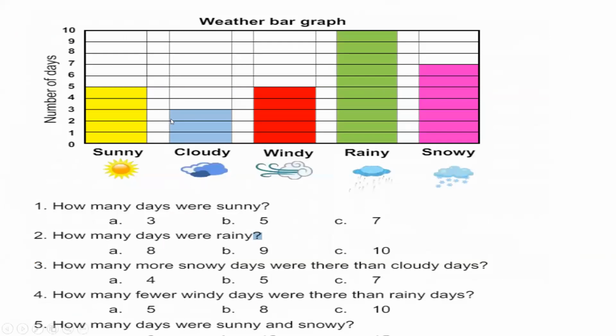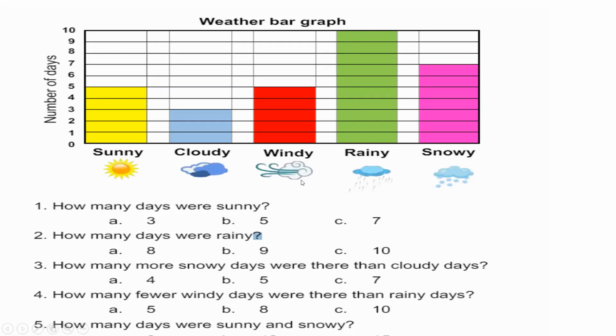So the first question says, how many days were sunny based on the bar graph? 5. Okay, good, very good. 5 were sunny. And how many days were rainy? 10. 10, very good. 10 were rainy.